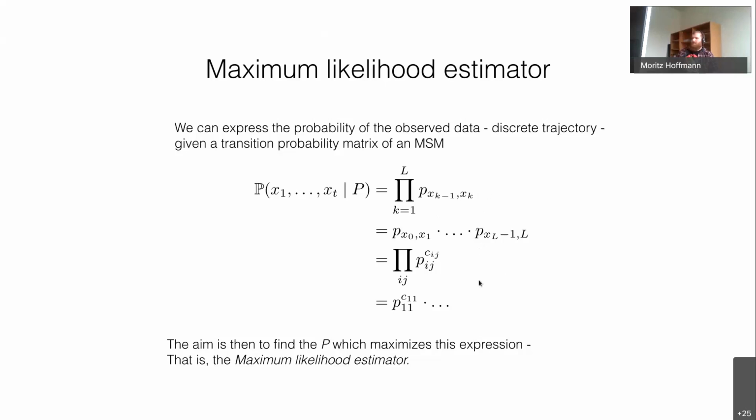We can rewrite this a little bit in terms of the transition matrix P, so P_ij, the ijth element, to the power of the counts that we have, C_ij. So P11 to the power of C11 times P12 to the power of C12, and so on and so forth. And if we maximize this for our parameters P, then we have the maximum likelihood estimator for our transition matrix.